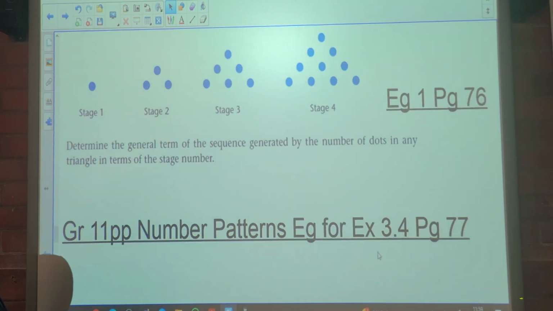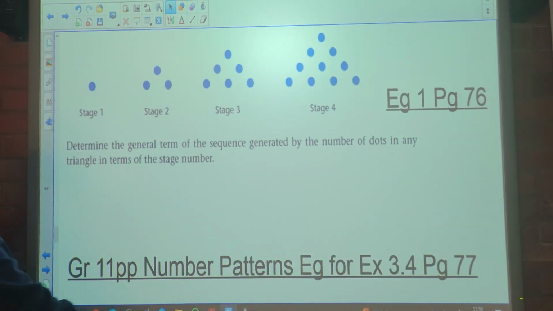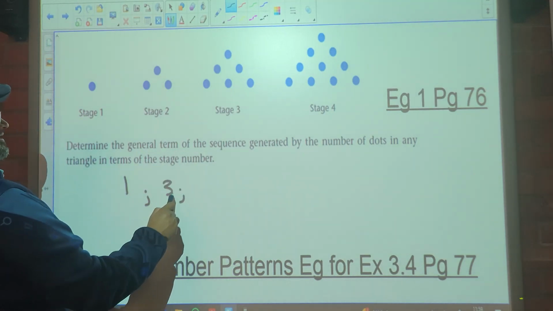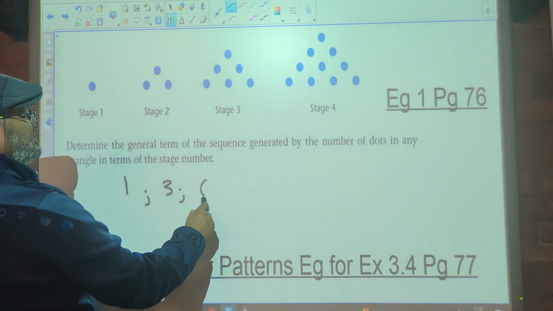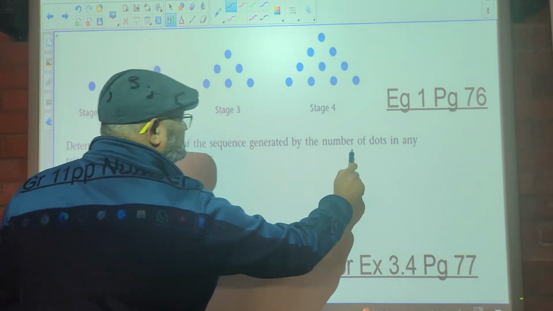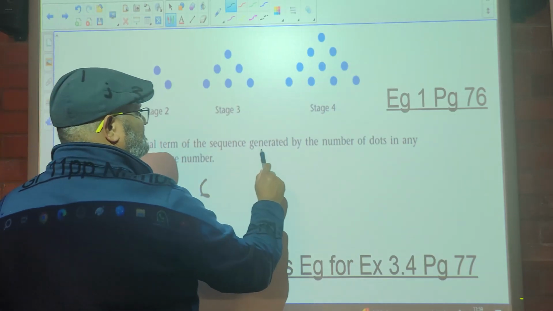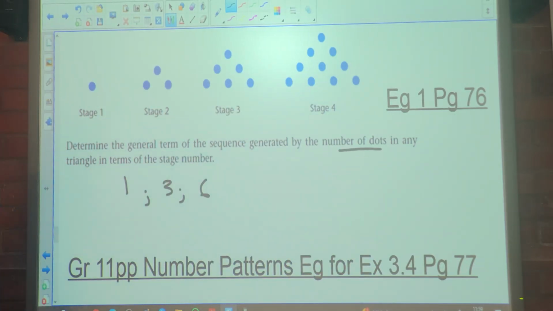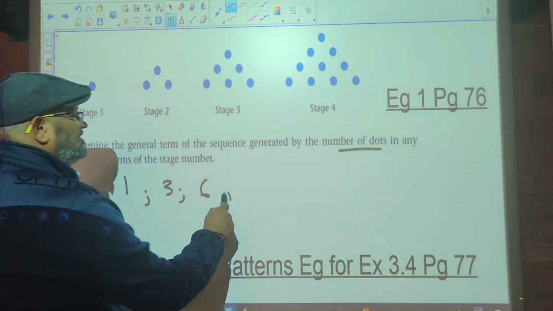Stage 1 is 1. So what number goes here? 1. Then 3. Then 6. There are 6 dots here. And why am I counting the dots? Because we need to generate a general term of the sequence that gives the number of dots. That's why I'm going with dots. Then 10.